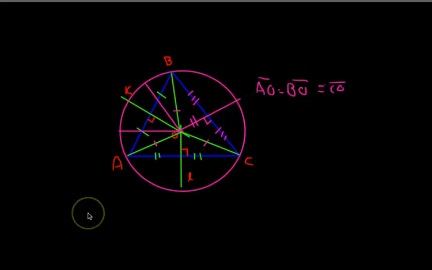Now what's so important about this is the perpendicular bisectors of the sides of a triangle are concurrent at a point called the circumcenter, which is O, which is right here.